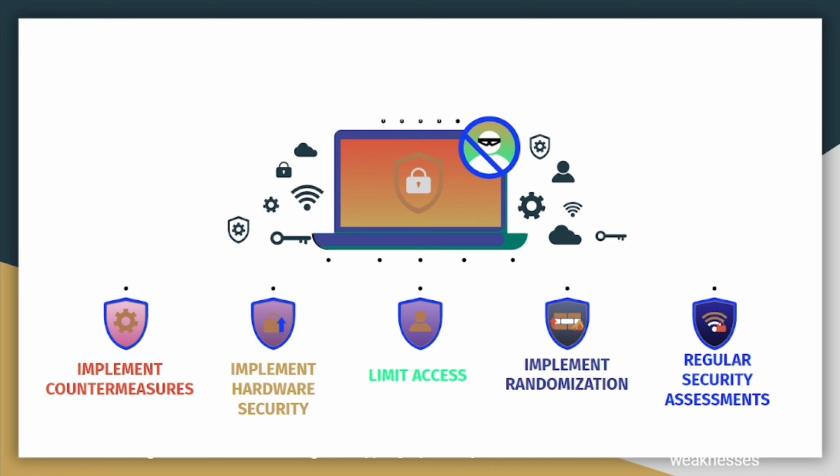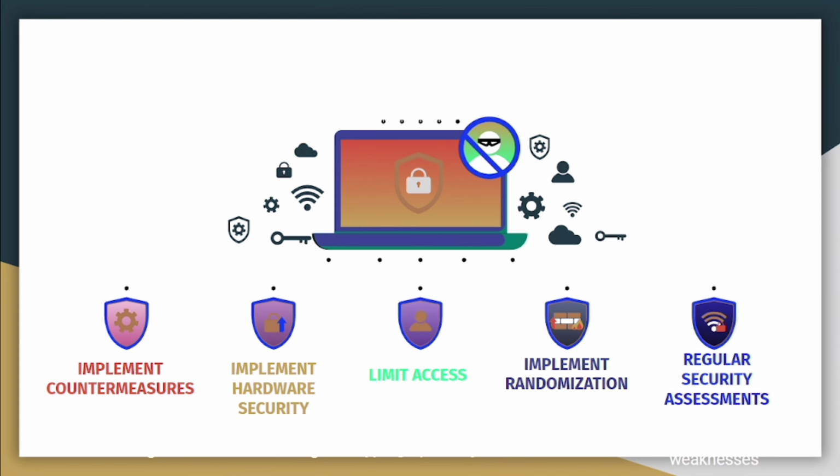The first measure is to implement countermeasures. Countermeasures such as masking or blinding can be used to hide the sensitive information from side channel attacks. The second one is to implement hardware security features. Hardware security features such as tamper proofing or shielding can be used to prevent attackers from physically accessing the device. The third one is limited access. Limiting physical access to the device or the cryptographic key can help prevent attackers from carrying out side channel attacks.